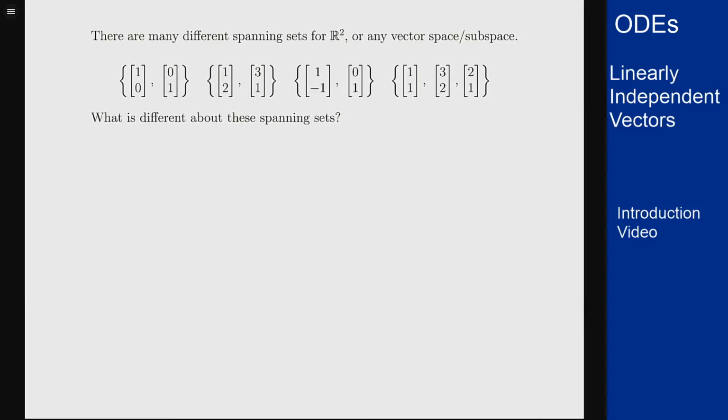In this video, we'll talk about the idea of linear independence of vectors, which ends up being really important when we go back to talking about differential equations that will involve these vectors. So spanning sets for a given vector space or subspace are not unique.